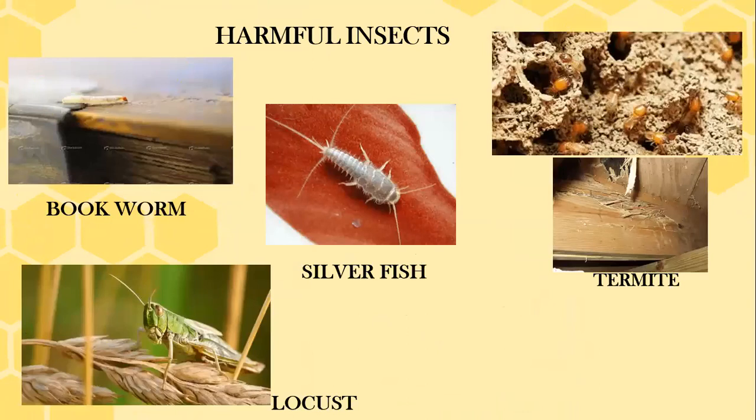Harmful insects. Now what are harmful insects? Those insects that cause us harm. Like the bookworm. If you have seen, when our books are kept for many days, there is an insect called the bookworm. You can see in the picture, that eats up the books. The silverfish eats up the clothes. Then the termites eat wood and damage it. And the locust, you heard about the locust swarms recently, didn't you? That is the locust. It eats our grains and fields.